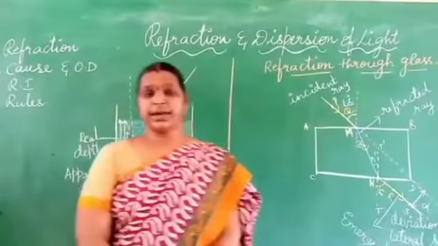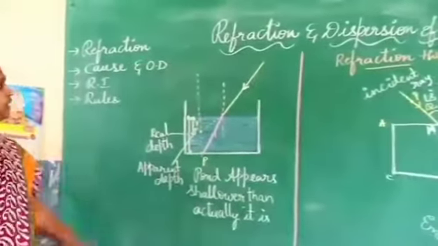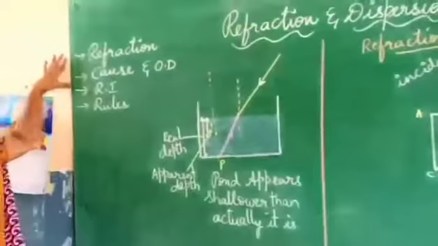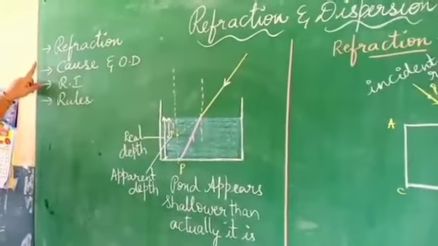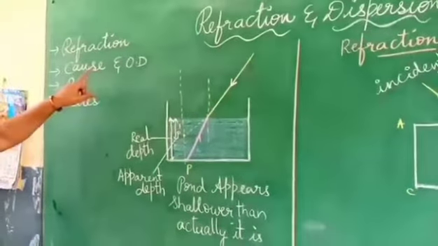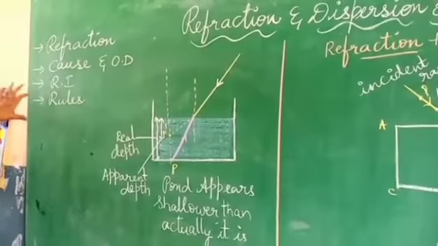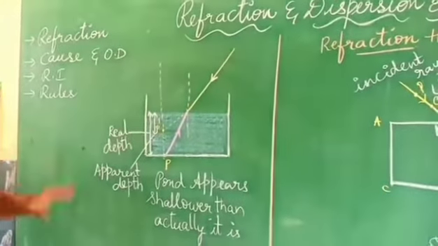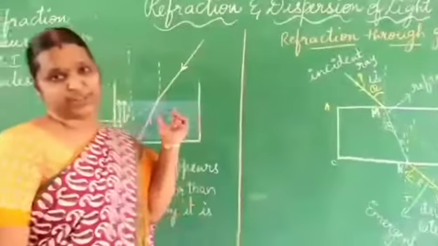So let us have a quick recap of what we have learned in the previous classes. These are the concepts that we have discussed: refraction, what is its cause, and about the optical density, refractive index, and what are the rules for refraction. So now let us go for its applications of refraction.